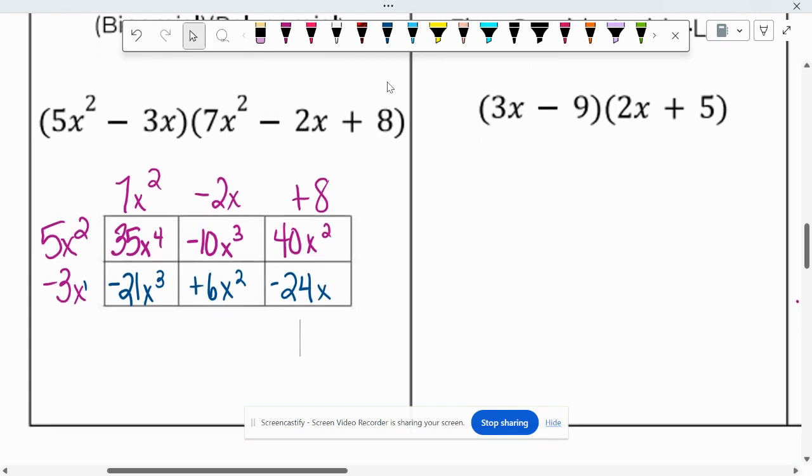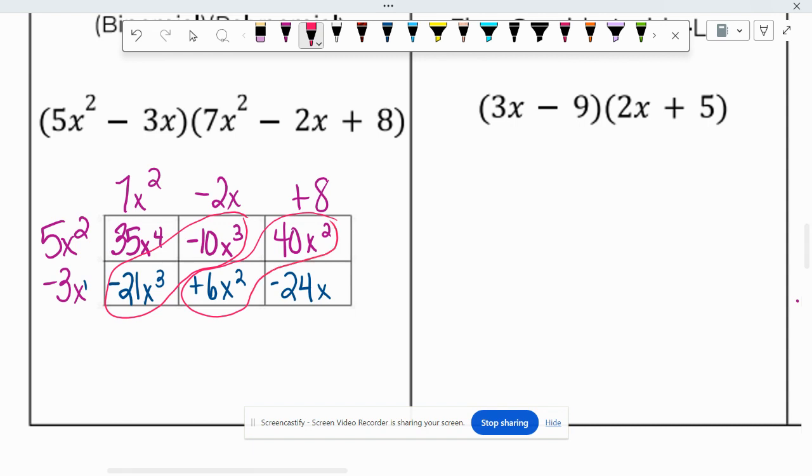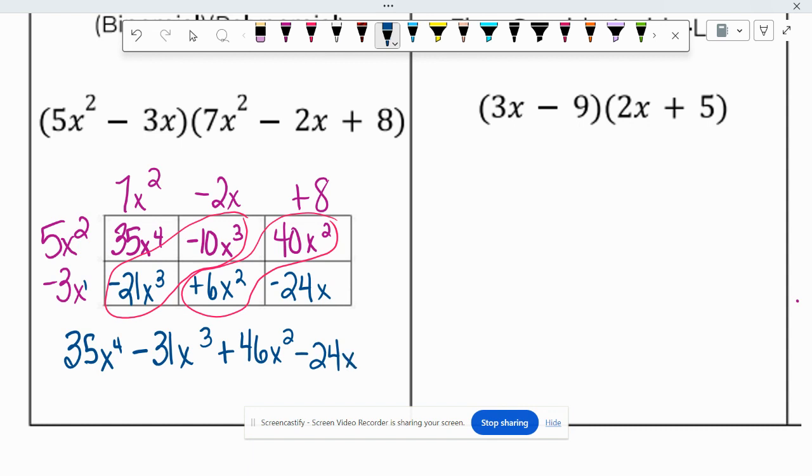Remember that typically you can combine your diagonals. These two terms can be grouped together, and these two terms can be grouped together. So I start off with 35x to the fourth. There's no other fourth power. And negative 21 and negative 10 gives me negative 31 x cubed. A positive 6 and a positive 40 give me a positive 46 x squared. A negative 24x, nothing to add with it, minus 24x.